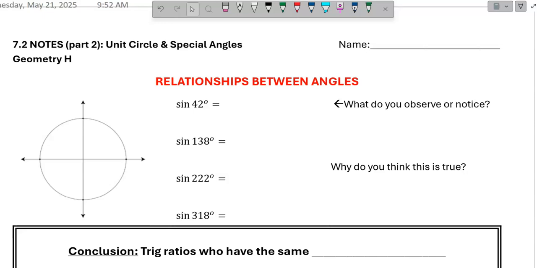In this video we are going to talk about the second part of our unit circle lesson, specifically focusing on special angles. So the first thing we want to talk about is the relationship and the symmetry between specific angles. The first thing I would like you to do, using your calculator, is calculate all four of these trig ratios. Press pause to try that out now.